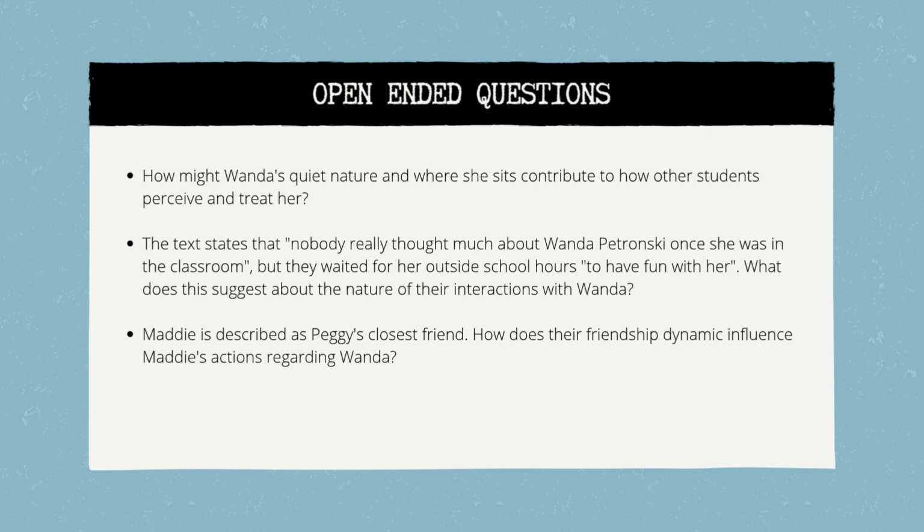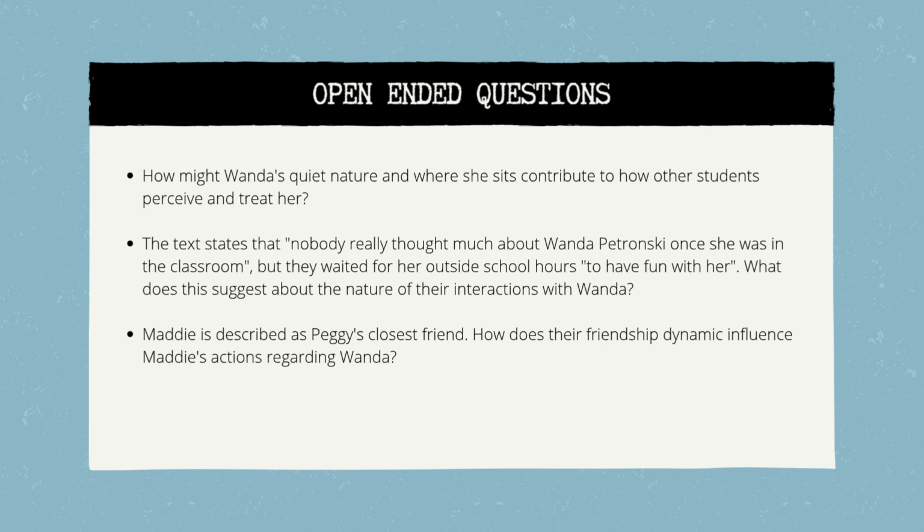Next question. The text states that nobody really thought much about Wanda Petronski once she was in the classroom, but they waited for her outside school hours to have fun with her. What does this suggest about the nature of their interactions with Wanda? One probable answer is this suggests their interactions were not genuine friendships, but rather a form of entertainment or power dynamic. Their fun came at Wanda's expense, highlighting a lack of respect and empathy in the schoolyard setting, which was separate from the classroom's structured environment.